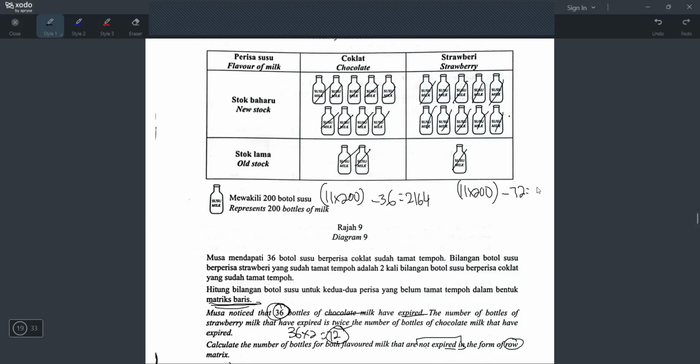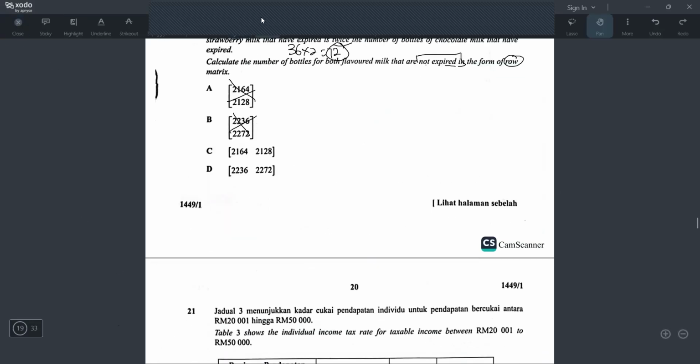So you tekan this, what you get? Let's press. Okay, my calculator give me 2128, right? 2128. So the answer is very clear to me. Yang not expired is 2164, 2128. So if you look at A, B, C, D, yep, the answer is C. Okay, sudah siap.